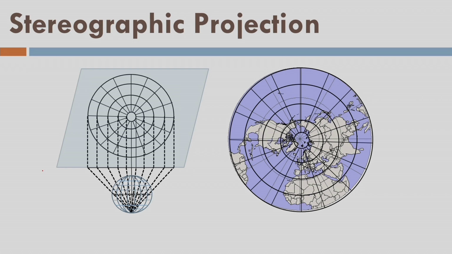Okay, what about the north pole? The north pole will appear as one point because the light source is exactly below there. Fine. So on the right hand side we have shown one example of how the map will look if I am using a stereographic projection for the surface of Earth.